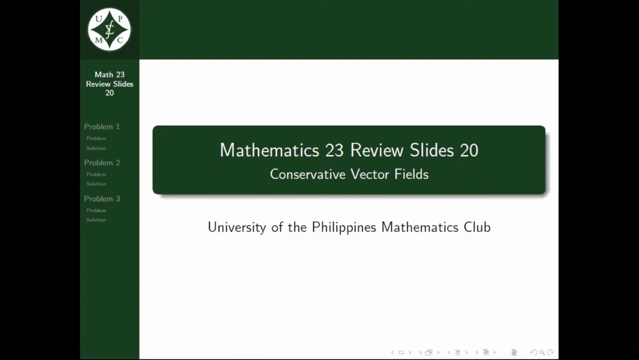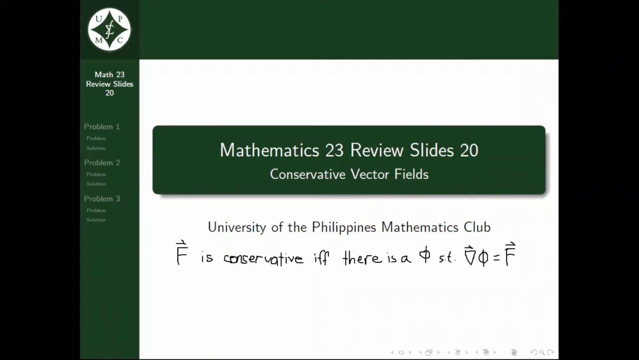So let's recall some terms. We say that a vector field F is conservative if and only if there is a scalar field phi such that the gradient of phi is equal to F. So we can find a scalar field phi such that when we take its gradient, it's equal to the vector field F. And an important theorem that arises from this definition is that the curl of this conservative vector field should be equal to the zero vector. Zero with an arrow on top to denote that it's the zero vector.